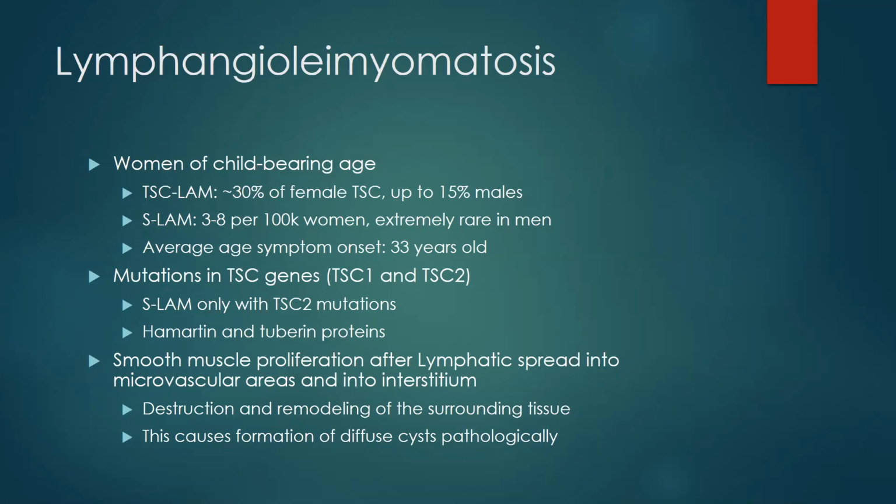Now, of note, TSC is usually seen in about 1 in 20,000 births in the US. TSC is an autosomal dominant genetic disorder with mutations seen in the TSC genes themselves, TSC1 and TSC2, which produce the proteins hamartin and tuberin.